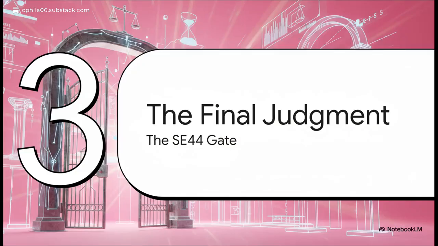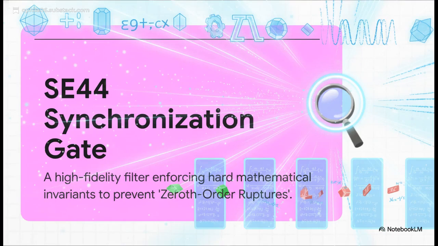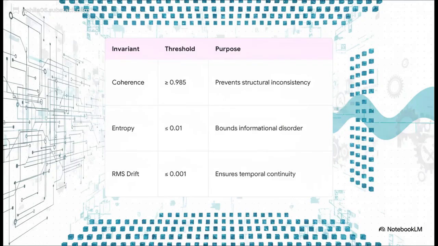But we're not done yet. Even after reaching this perfect consensus, that new structure isn't stamped as truth. Not yet. First, it has to survive one final, absolutely impartial test. And that final test is the SC44 synchronization gate. Honestly, the best way to think of it is as a bouncer for reality. It's this incredibly strict mathematical filter. Any idea trying to pass itself off as truth has to meet these insane criteria to get through. It's designed to prevent what the system calls zeroth order ruptures, which is just a cool way of saying a complete break from logic.